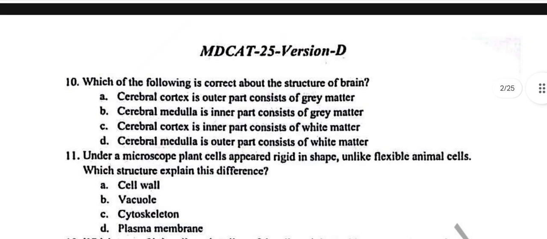Question number 10. Which of the following is correct about the structure of brain? Pause the video and read the options. I will just share the answer. And the correct answer is A. Gray matter forms the cortex, white matter lies internally. Cerebral cortex is the outer part and consists of gray matter.